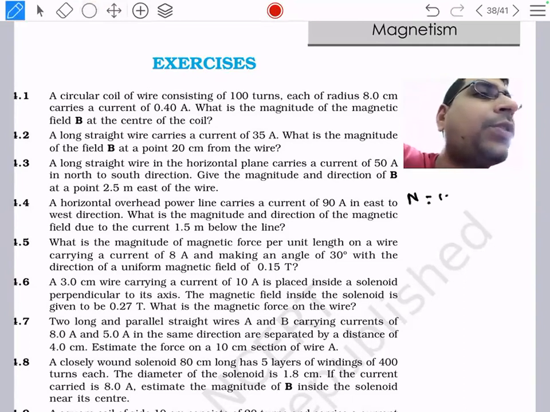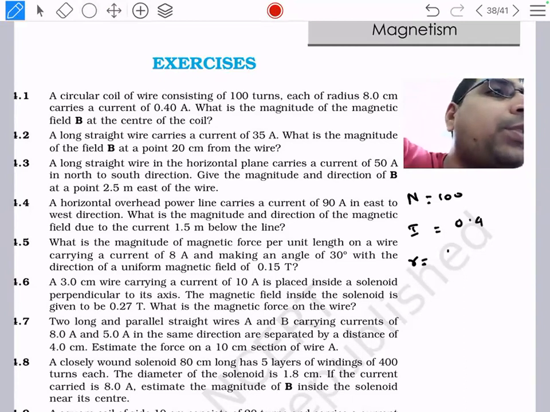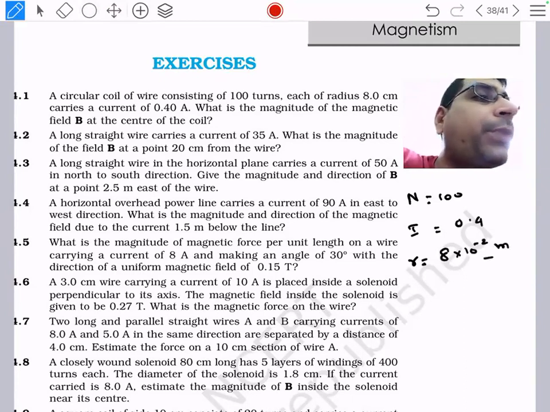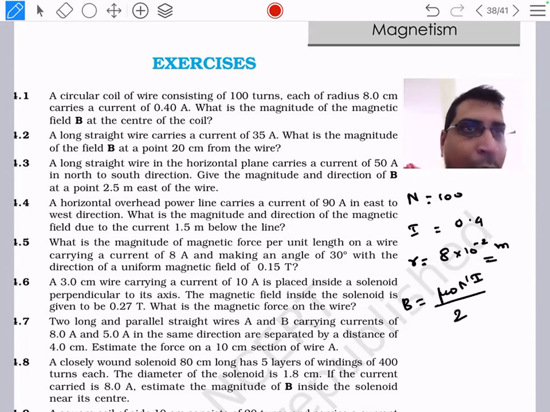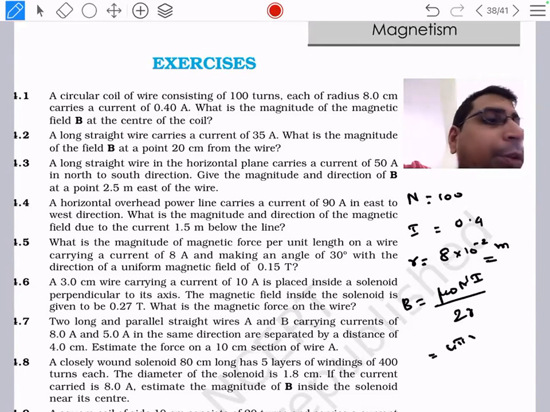So N is equal to 100, I is equal to 0.4, R is equal to 8 into 10 power minus 2 meter. Then what is the value of field at the center? B is equal to mu naught N I by 2 R.